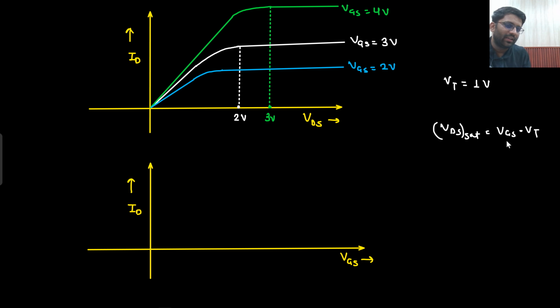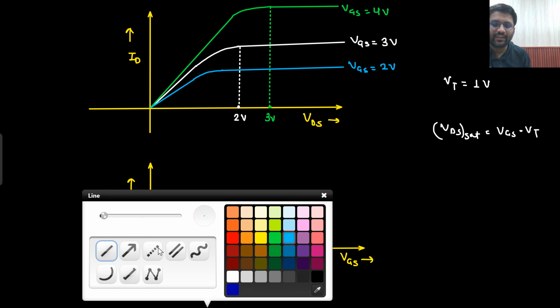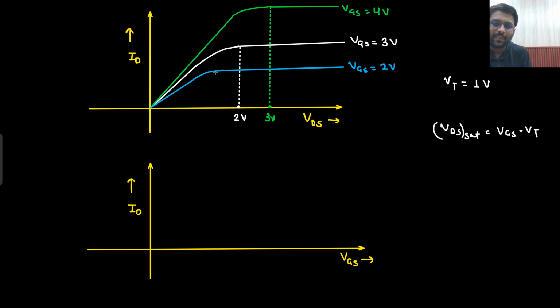Because VDsat would be 2 volt minus 1 volt. That would be 1 volt only. So your VDsat would be 1 volt. Here you are getting the saturation. Is that understandable to you? Okay. And when VDS is 0, there will not be any current, because you know that there will be no bias. If there is no reverse bias, then there will not be any current. So this kind of characteristics you are getting.